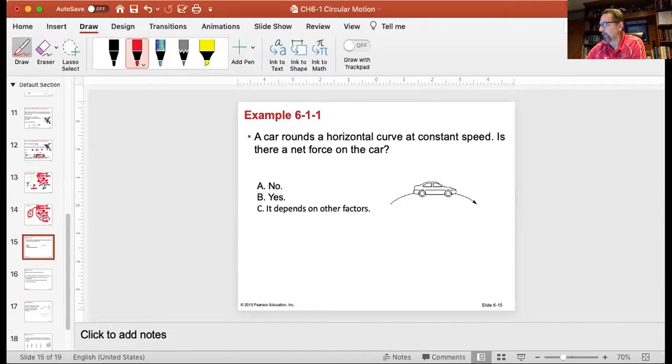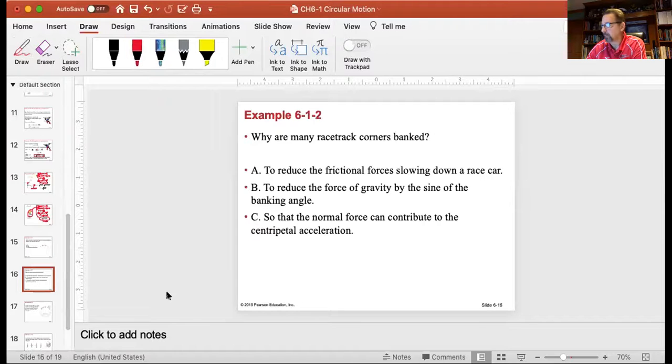All right, we'll move that over to here. Get rid of my little template here. And related to the question somebody just asked me, so hopefully this is pretty easy now because that was a good question. Why are many racetrack corners banked?